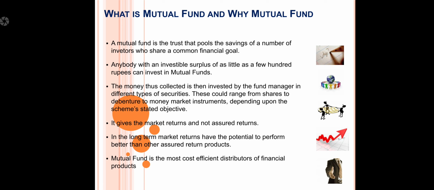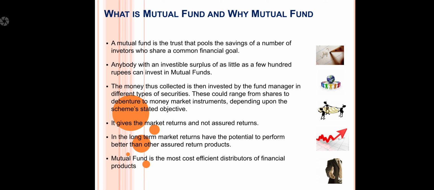The public contributes money to the AMC in the form of units only. That is very important as a part of mutual funds. Mutual funds are divided into units with a face value of rupees 10. Suppose a person invests rupees 1 lakh, so he is going to purchase 10,000 units. How do those 10,000 units come?